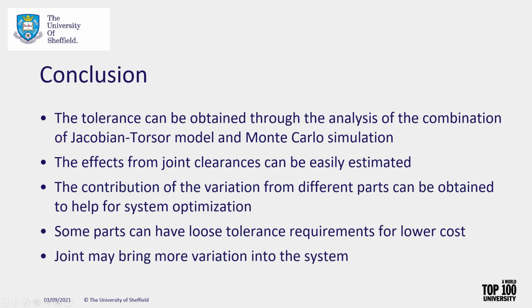To sum up, the tolerance can be obtained through the analysis of the combination of the Jacobian-Torsor model and Monte Carlo simulation. The effects from joint clearances can be easily estimated by this method. The contribution of the variation from different parts can be obtained to help with system optimization. Some parts can have loose tolerance requirements for lower cost, and joints may bring more variation into the system.